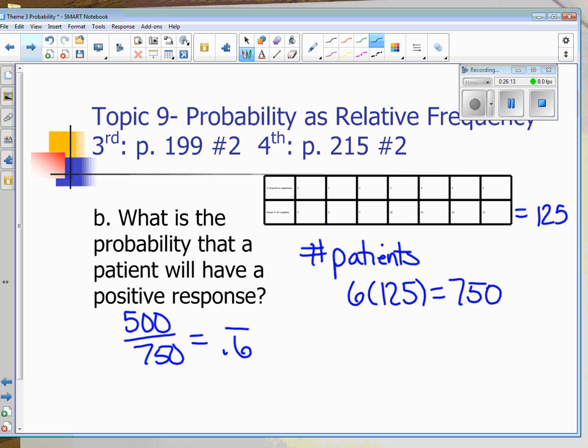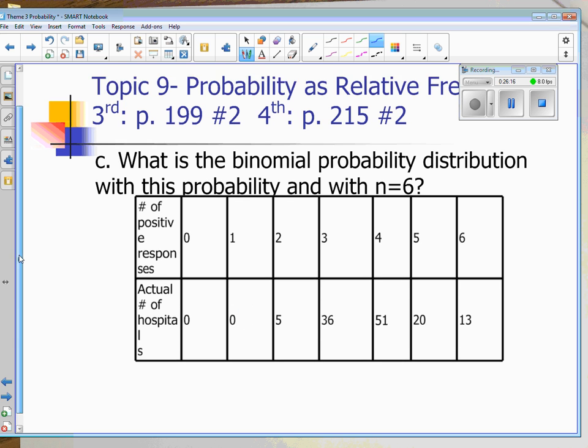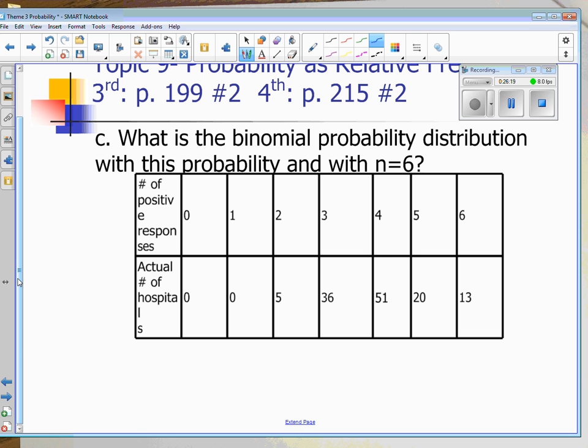Okay. Now, the next one, a little bit more difficulty. Okay? It says, what is the binomial probability distribution with this probability and with n equals 6? So we have to figure out the probability of 0, the probability of 1, probability of 2, probability of 3, probability of 4, probability of 5, and probability of 6. It does say that, so we know we're going to have to use that, right? We could do binom PDF, because it's exactly 0, exactly 1, exactly 2. Or you can use the calculator, either one.